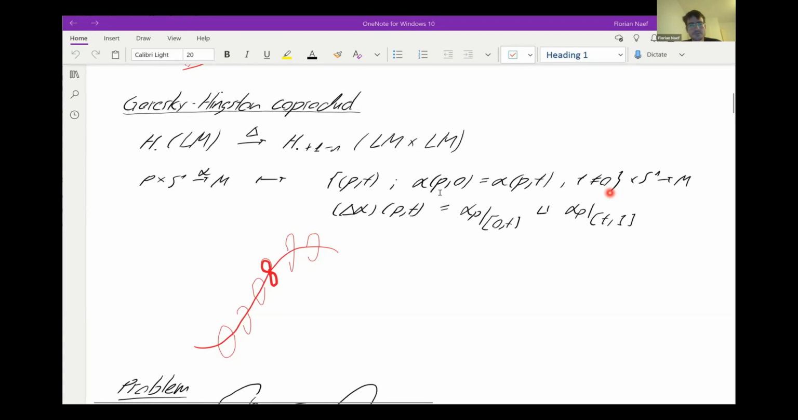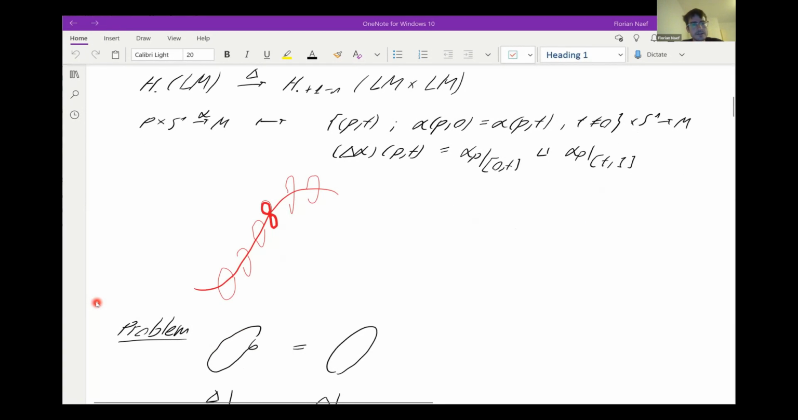Now, at each of those points we have a loop that intersects itself, so we can split it into two loops. Or in formula, we take a loop at time p. If you restrict it to the interval [0,t], that's still a closed loop. And likewise for the rest of the interval.